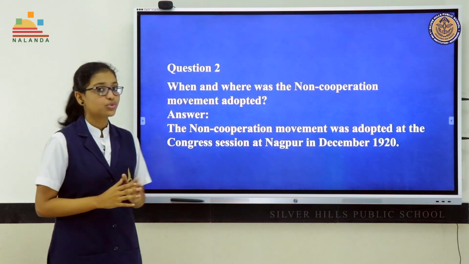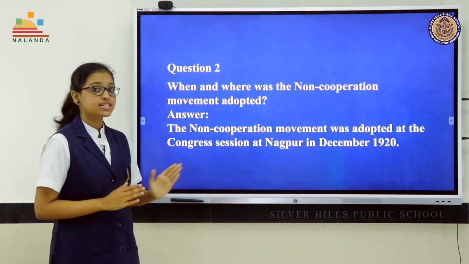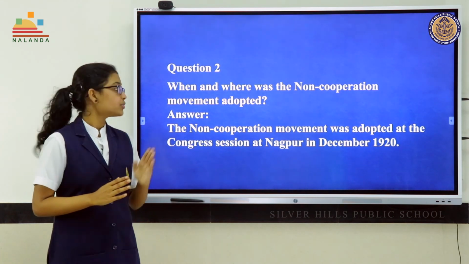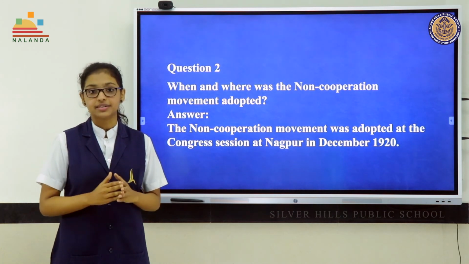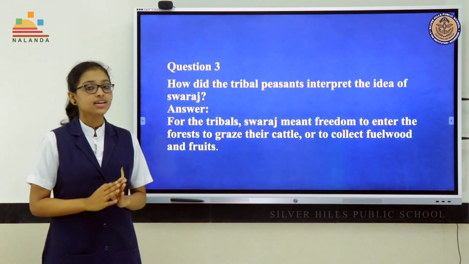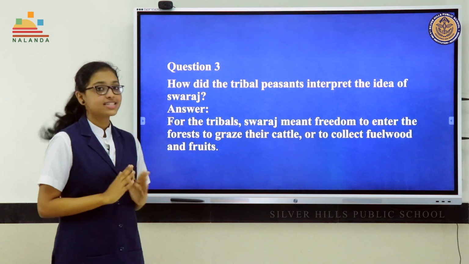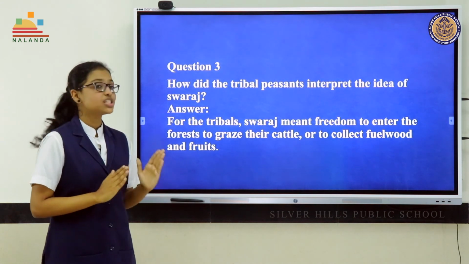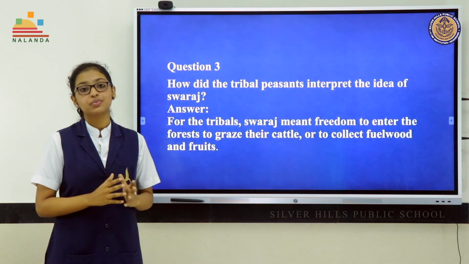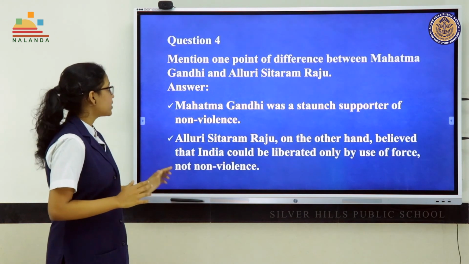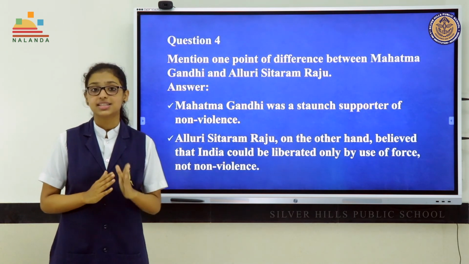Heading on to the second question: when and where was the non-cooperation movement adopted? The answer is, the non-cooperation movement was adopted at the Nagpur Congress session in December 1920. The third question: how did the tribals interpret the idea of non-cooperation? The answer is, for the tribals, Swaraj meant the freedom to enter the forest, to graze their cattle or to collect firewood or fruits. And the last question: mention one point of difference between Mahatma Gandhi and Alluri Sitaram Raju.